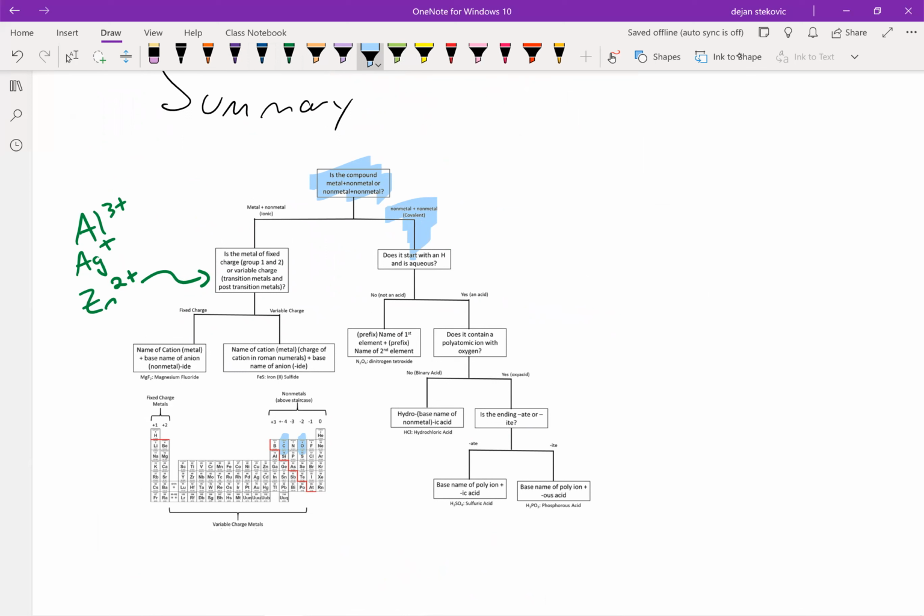So acids technically do need to be dissolved to act as acids, but we're just going to say anything that starts with H, we're going to call it an acid. So in this case, we have CO2. We have no H's, so no, this is not an acid.